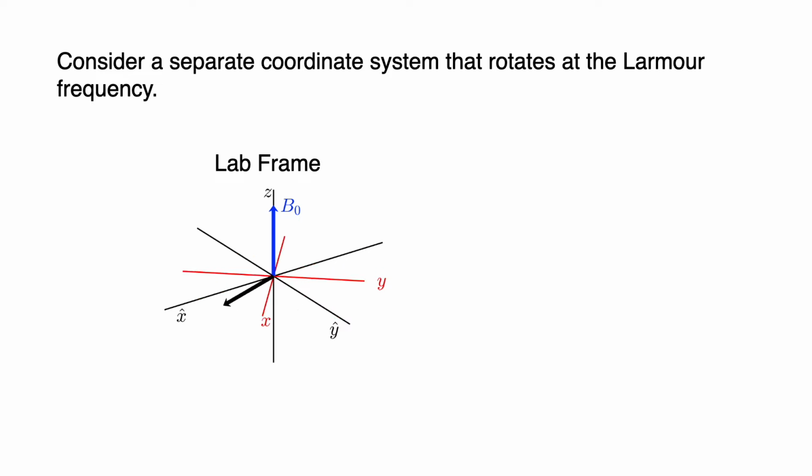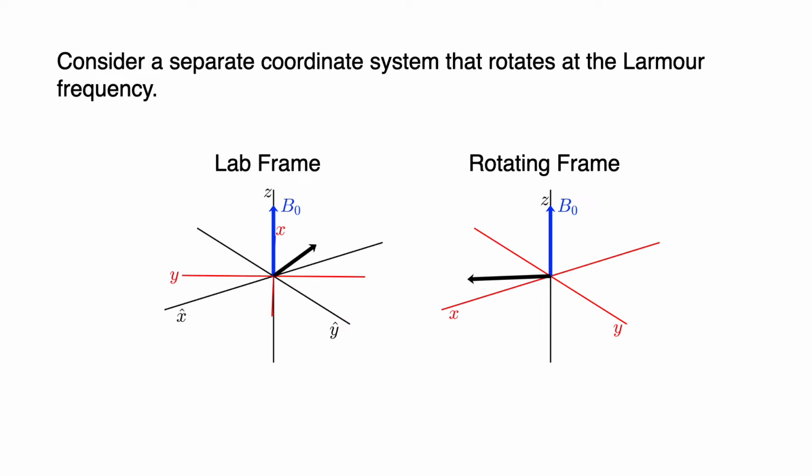Let's consider a separate coordinate system that's rotating at the Larmor frequency, and in this separate coordinate system, the net magnetic vector of our bunch of particles doesn't move. It's stationary. So it's like we eliminated the external magnetic field.